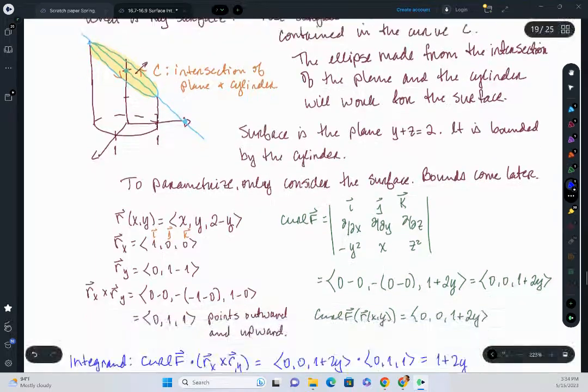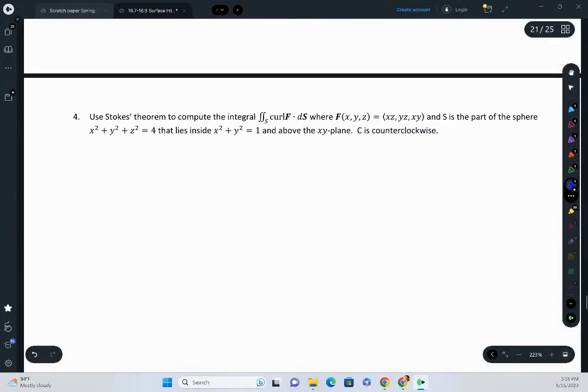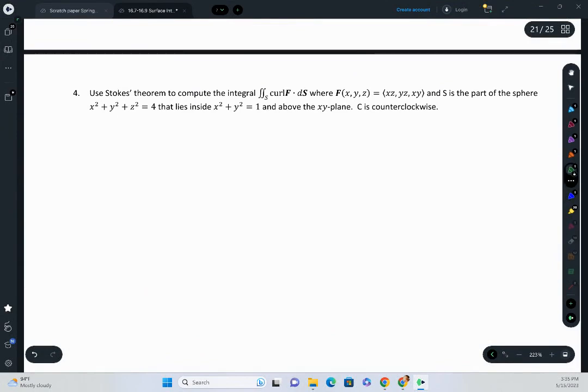Absolutely. All right, the next example, and last example, is 4. And in problem 4, we're again told to use Stokes' theorem to compute the surface integral, where our vector field has components xz, yz, and xy, and our surface S is the part of the sphere x squared plus y squared plus z squared equals 4 that lies inside x squared plus y squared equals 1 and above the xy plane. And our curve C is counterclockwise when we get to it.